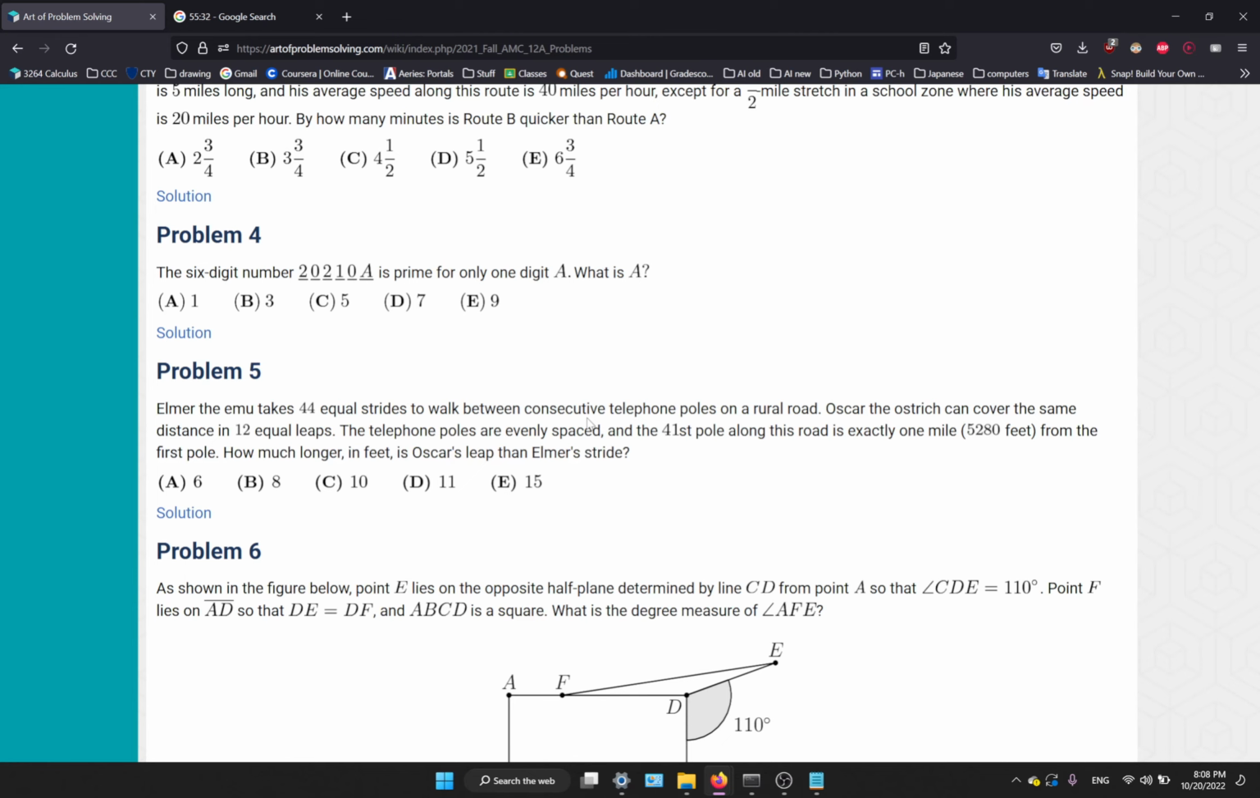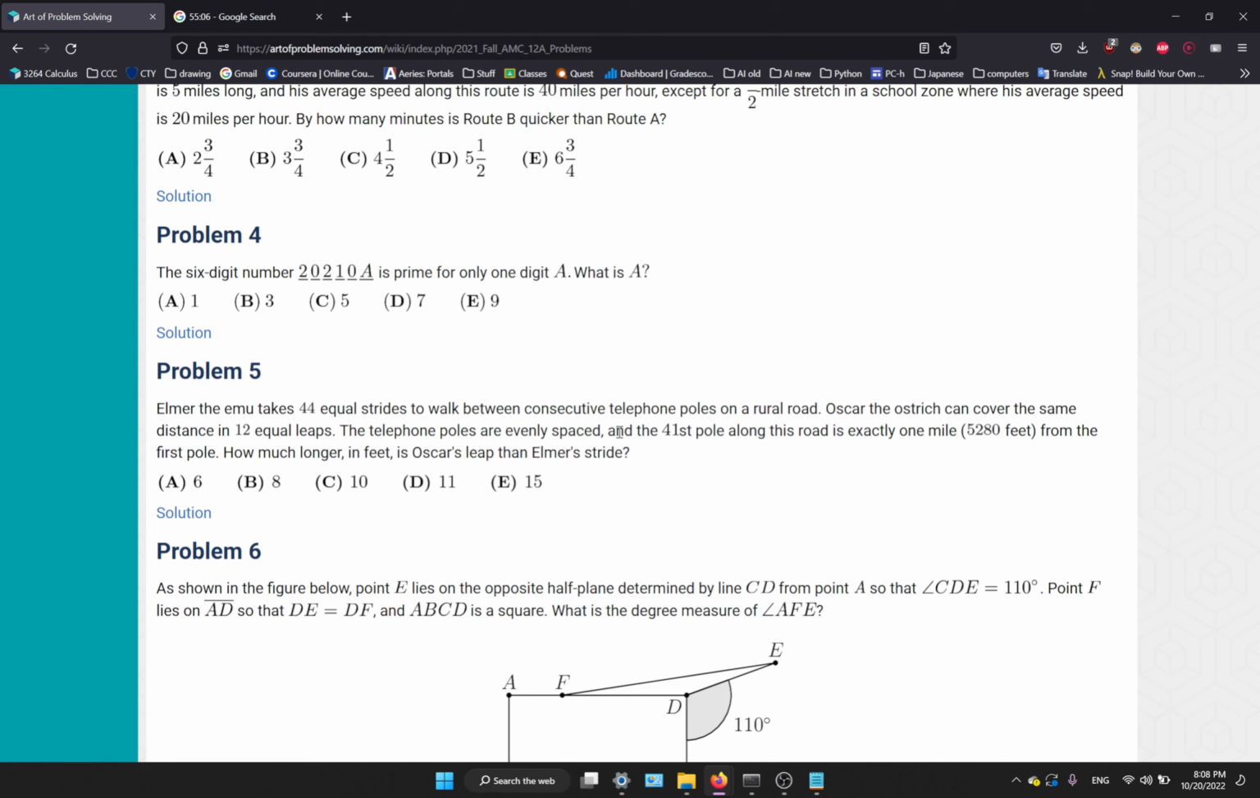Elmer the emu takes 44 equal strides to walk 132 feet. So, how long is one of his strides? 132 divided by 44. What does that give us? 3. Yeah, 3 feet.